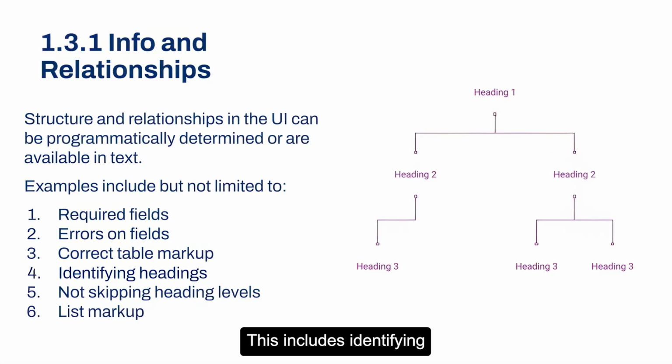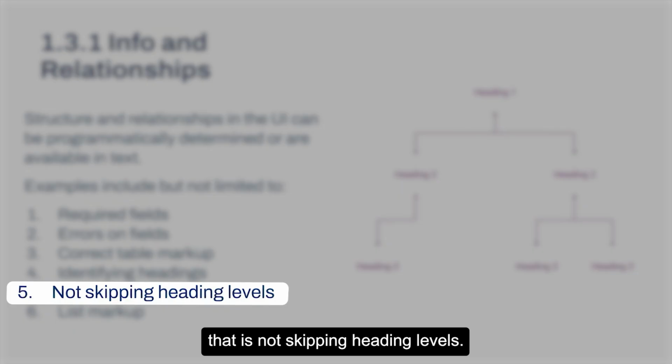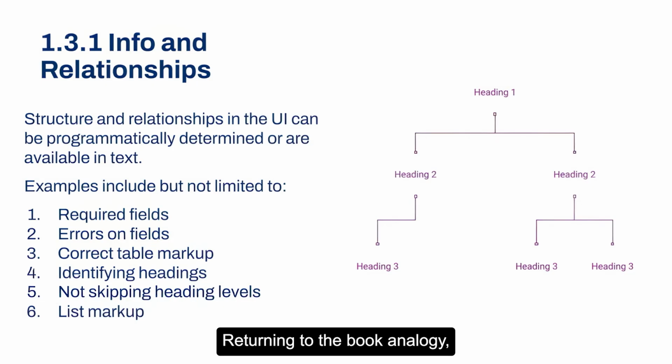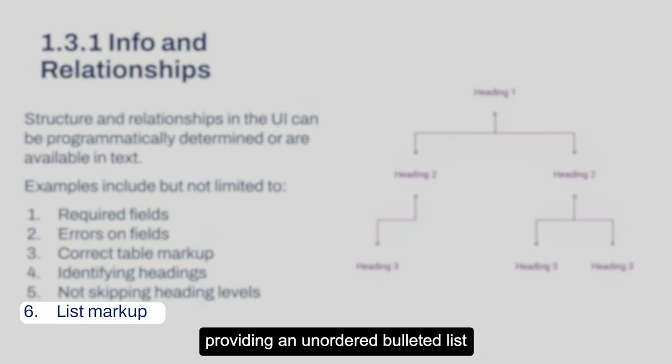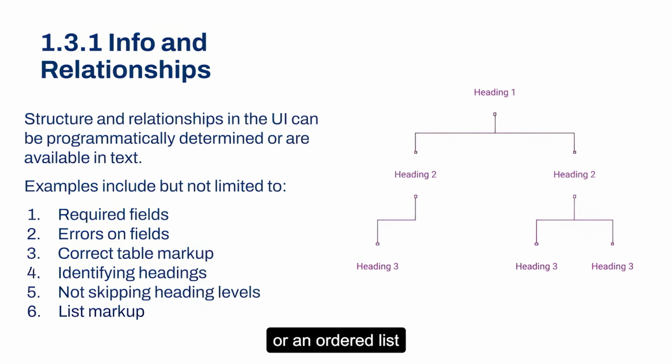This includes identifying major sections of content, kind of like chapters in a book. And closely related to that is not skipping heading levels. Returning to the book analogy, it would be pretty weird if you went directly from a chapter to a subsection, right? And lastly, list markup. Providing an unordered bulleted list or an ordered list where appropriate and necessary is important.